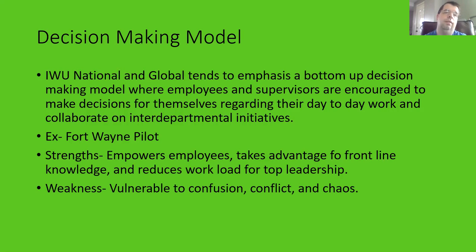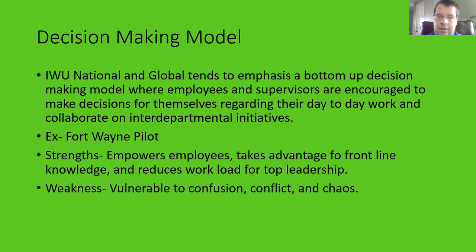Decision-making model, as we mentioned before, the decision-making model tends to be more bottom-up, and the example being the Fort Wayne pilot that we discussed earlier. Some strengths are that it empowers employees, it takes advantage of frontline knowledge and reduces workload on top leadership. Some of the weaknesses, though, are vulnerable to confusion, conflict, and chaos. A more top-down decision-making model guarantees more uniformity across the board and less potential for miscommunication.